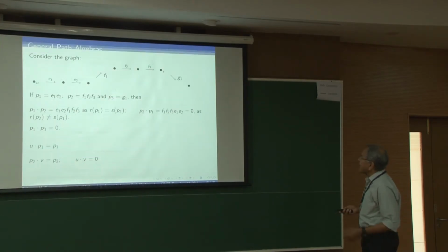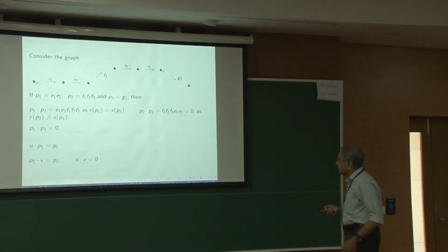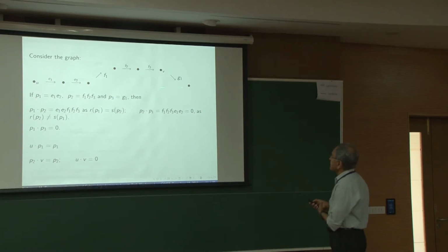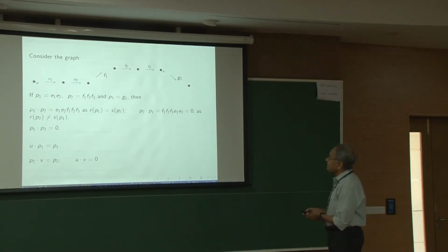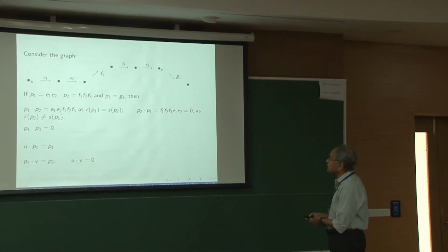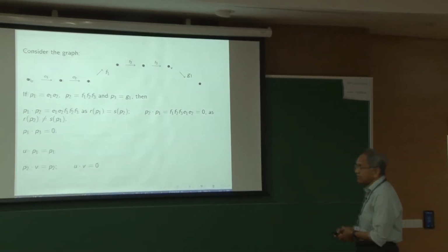Okay, just a quick example of that. So here is a graph. I have one path, say P1, which is e1, e2. Another path, I call it P2, which is f1 up to f3. And the third path, this one, P3. So if you want to multiply P1 and P2, because the end vertex of e2 is the same as the beginning vertex of f1, the product is simply concatenation. P1 P2 is simply e1, e2 followed by f1, f2, f3.